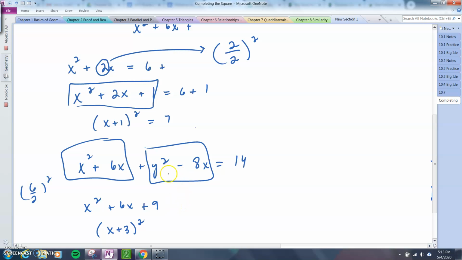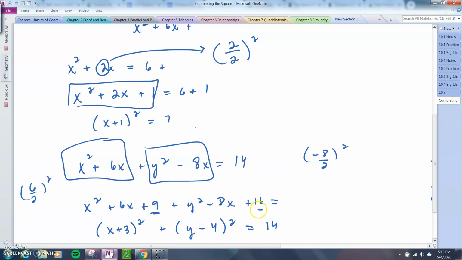Now in this other one, we have y squared minus 8y. Well, what's negative 8 divided by 2 squared? Well, that would be negative 4 squared. I'm going to add 16 to this side. And then I'm going to be able to write this as the quantity y minus 4 to the power of 2. And then I'm going to set this equal to 14.